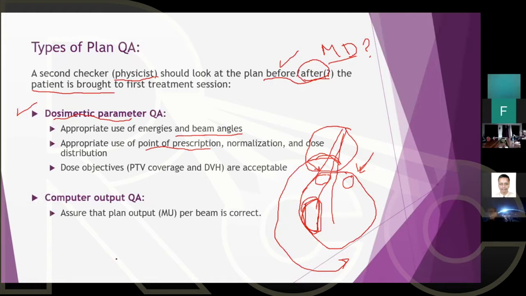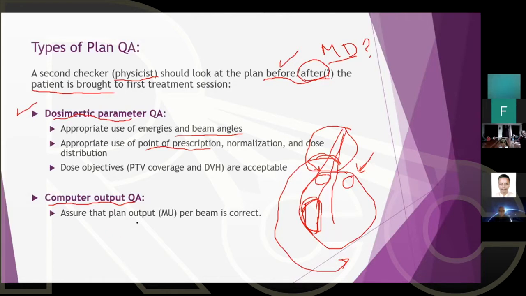Thanks. So now, another thing is computer output. And just because things are computerized, it doesn't mean that we have to believe the output of the computer. Remember the term GIGO, garbage in, garbage out. If you feed the computer something wrong, it will give you an output, but it will be the wrong output. So you have to make sure that the output of this plan is also correct. You have to QA it.